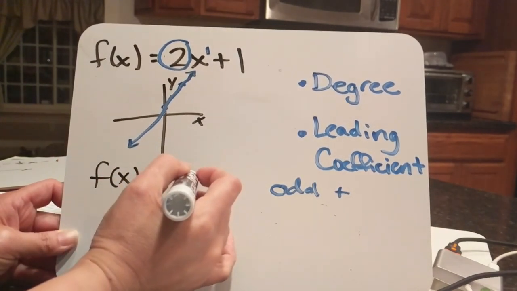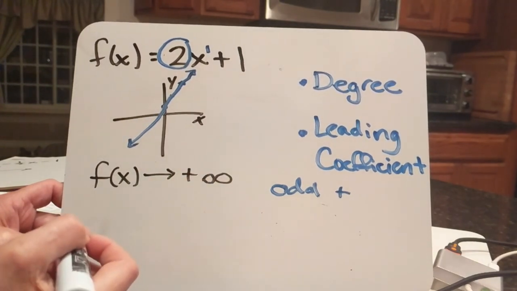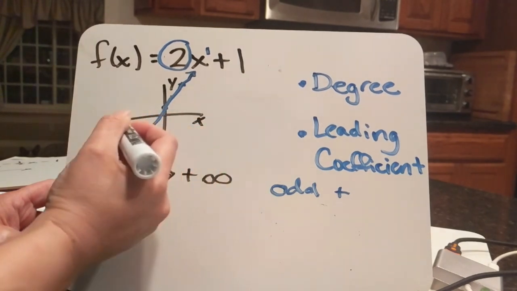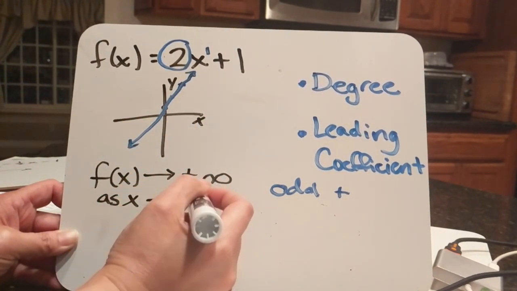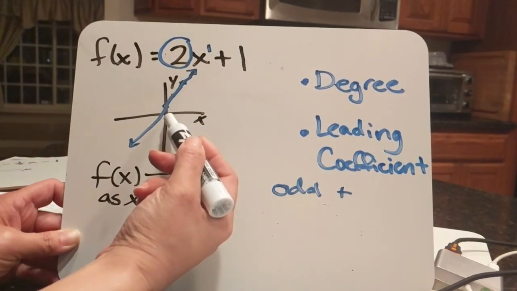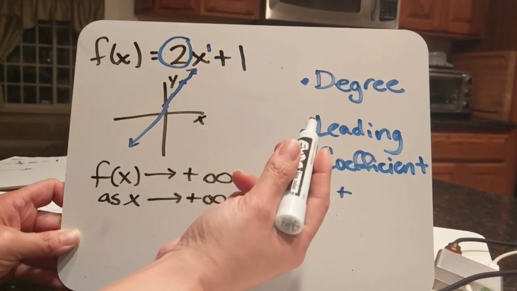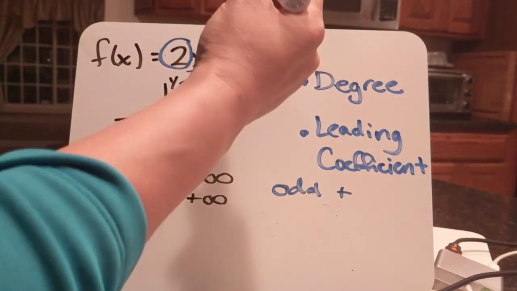Once you know that, you now know that this function, f of x, is going to approach positive infinity as x, here's my x, approaches positive infinity. And what that means is, as x keeps getting larger and larger and larger all the way to infinity, this entire function is going to have an end behavior that's pointing up.